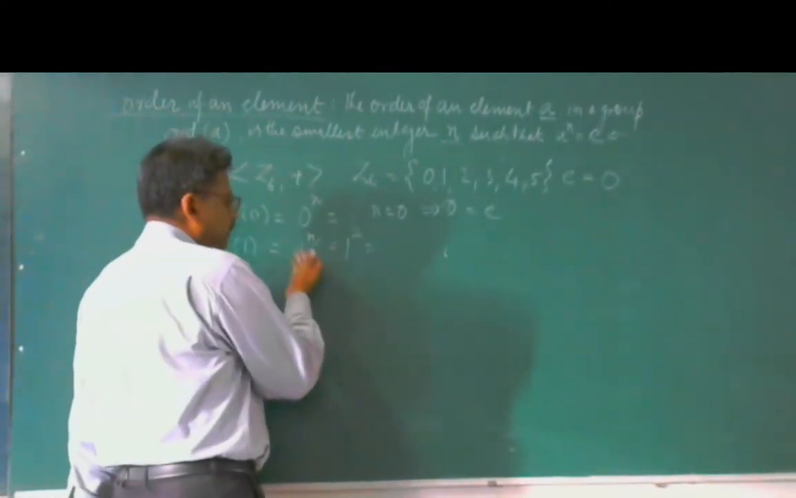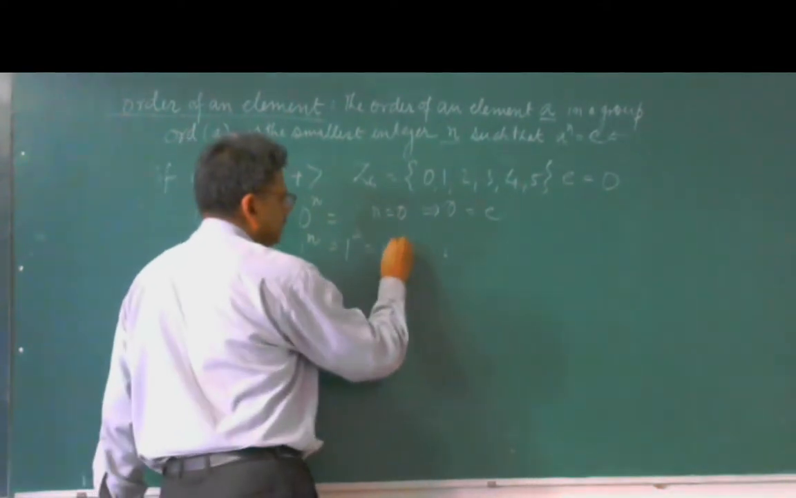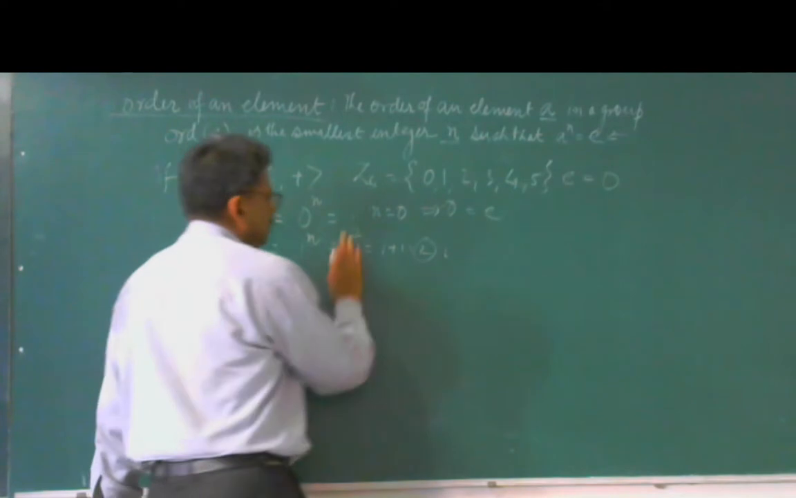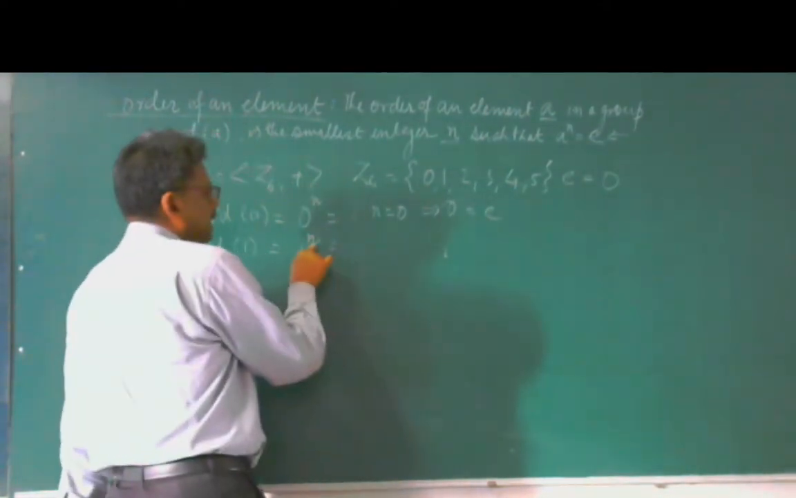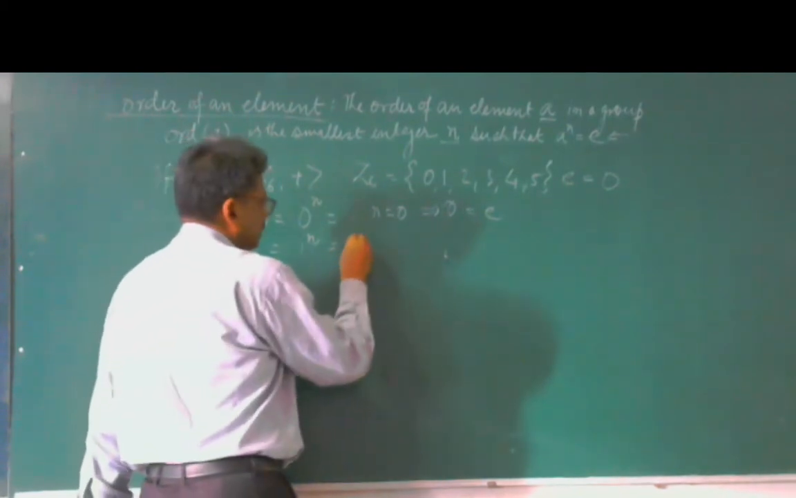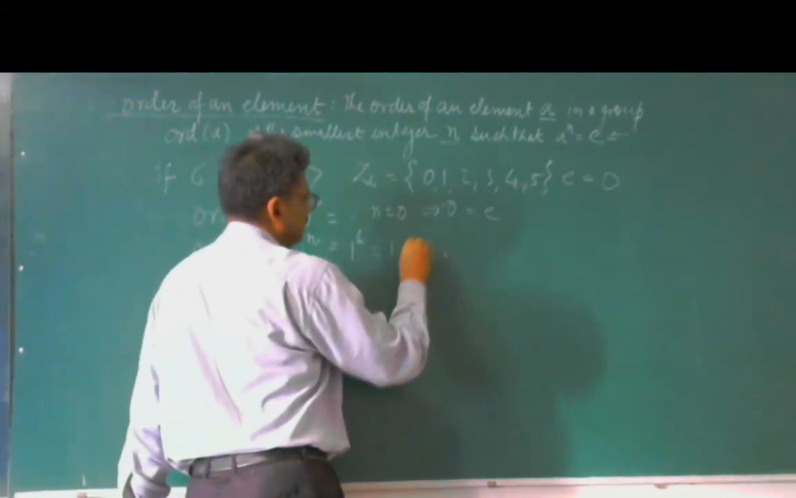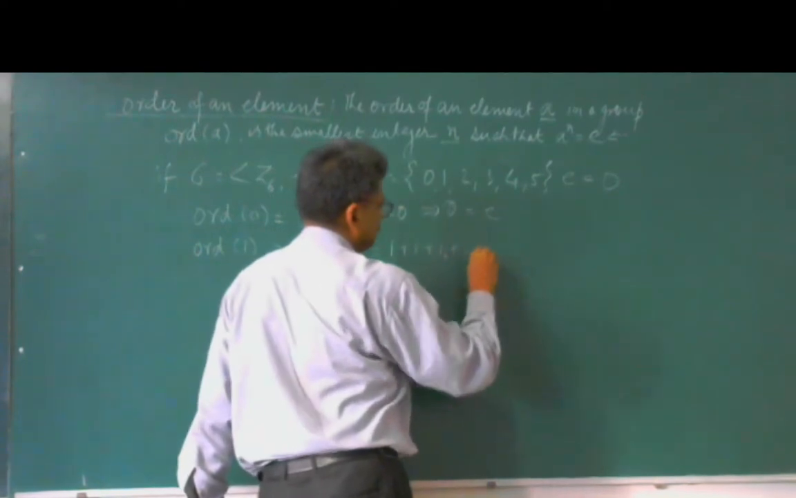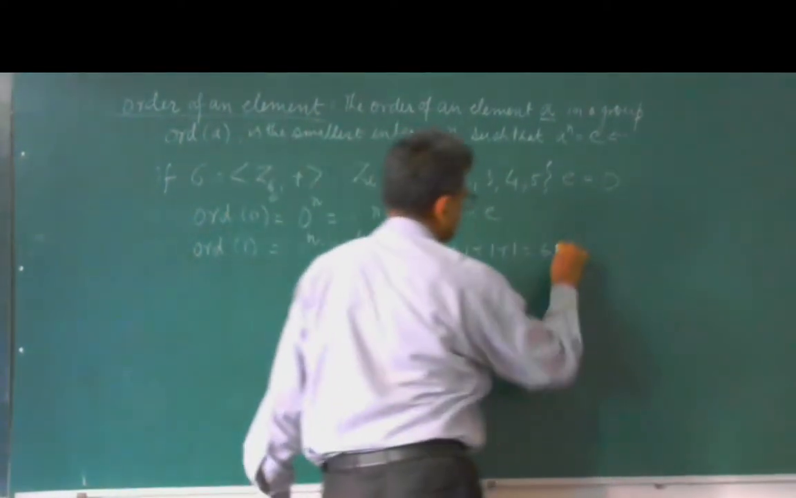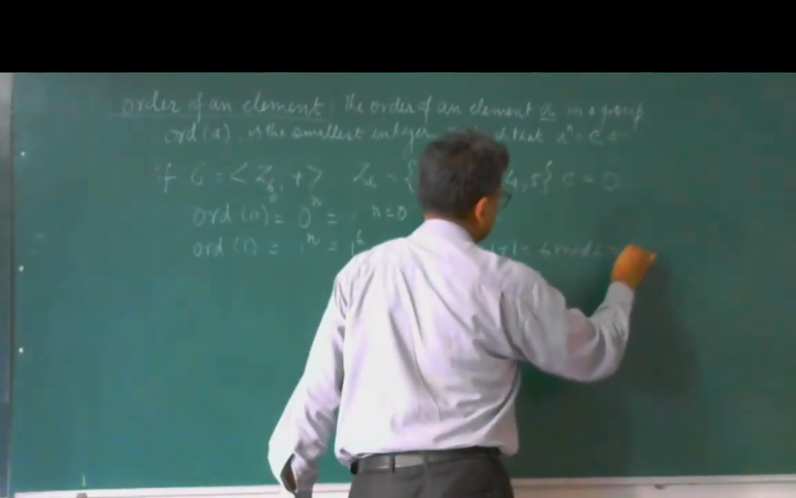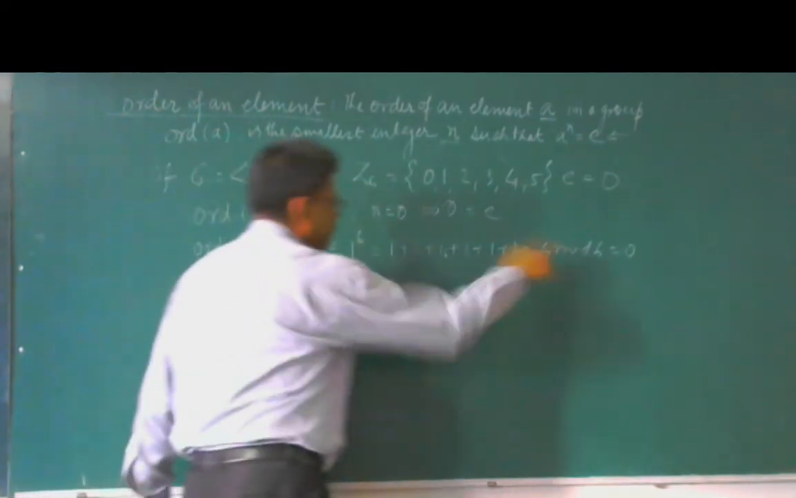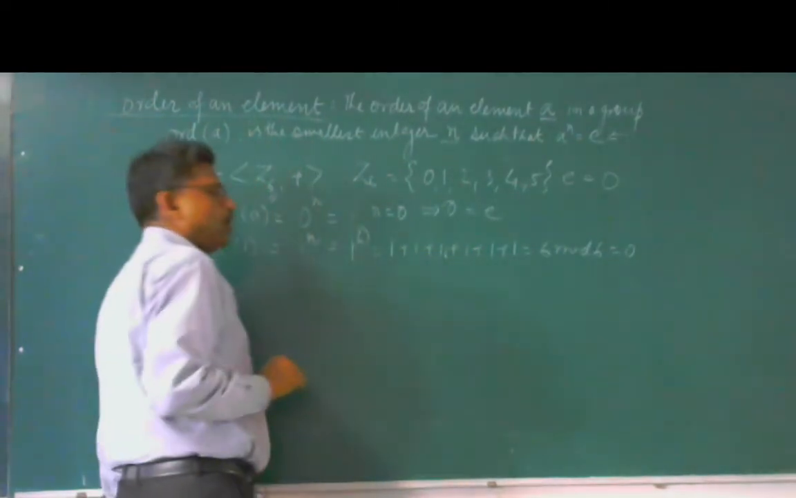1 plus 1 is equal to 2, and this 2 is not an identity element. So, 2 cannot be the order. What will be the order? If I consider n is equal to 6, then 1 to the power 6 will be equal to 1 plus 1 plus 1 plus 1 plus 1 plus 1, which is equal to 6, and the mod value is 6, so 6 mod 6 is equal to 0. Since 1 to the power 6 is equal to 0, 6 is the order of 1.